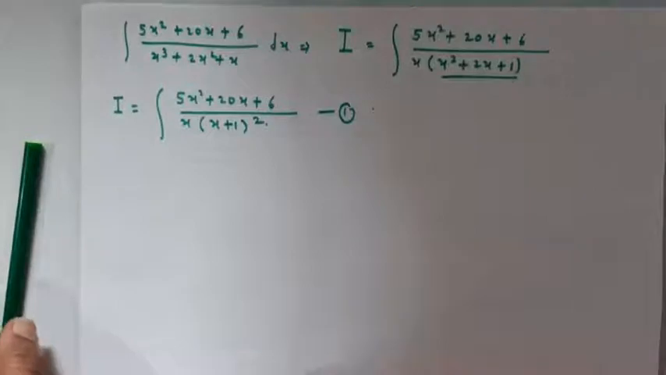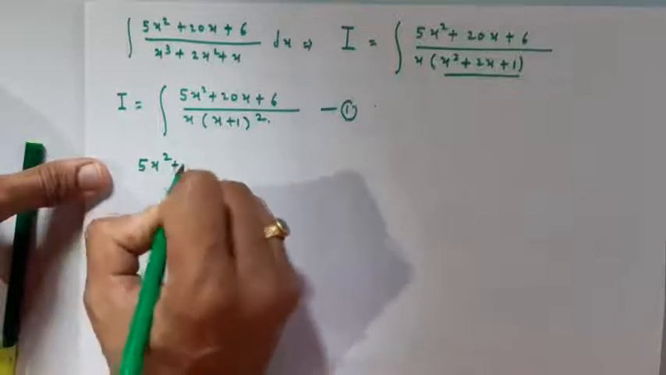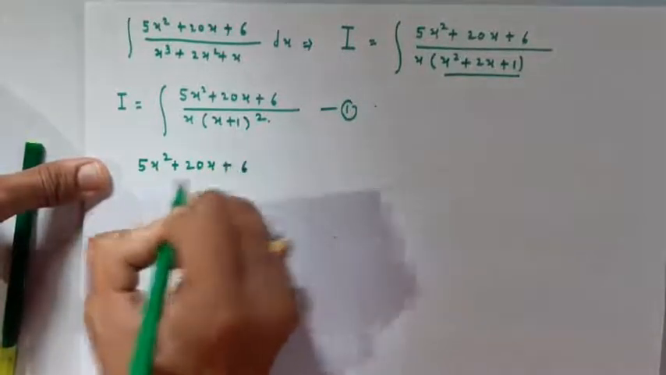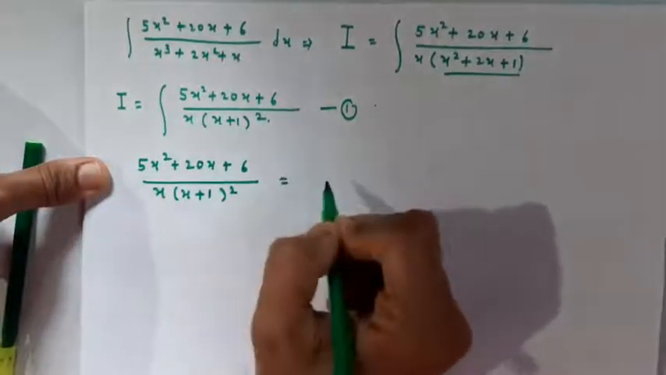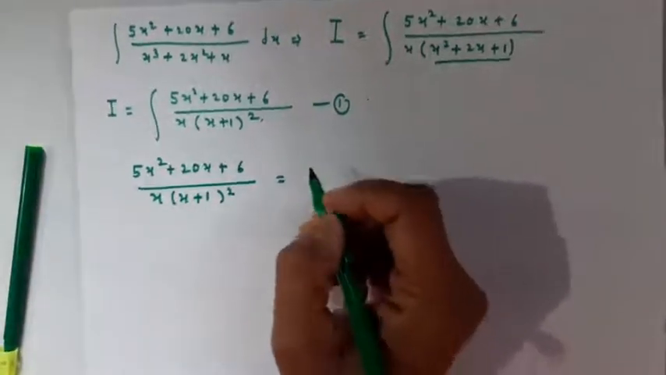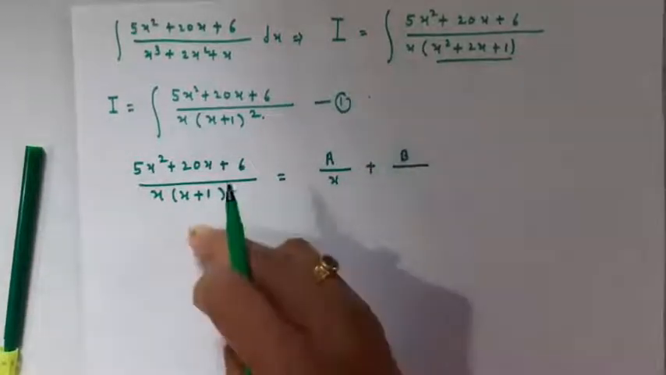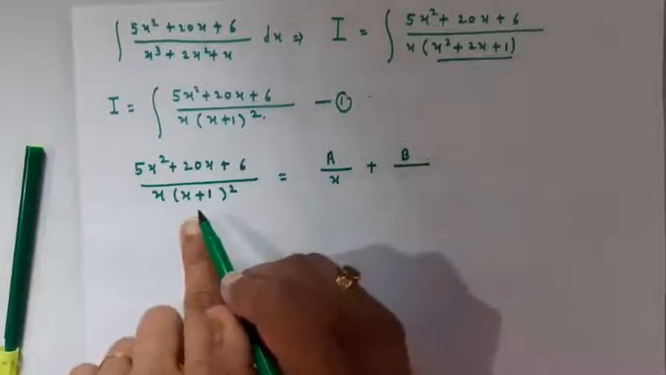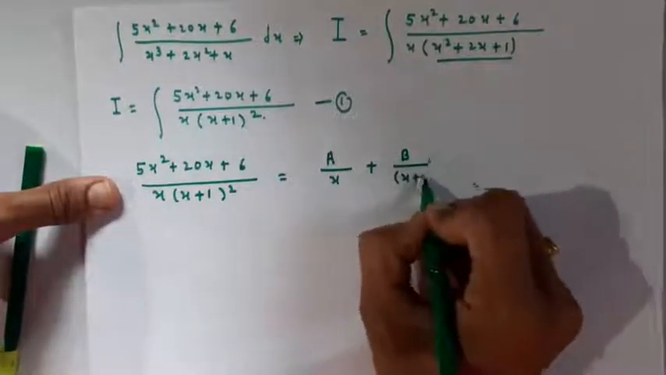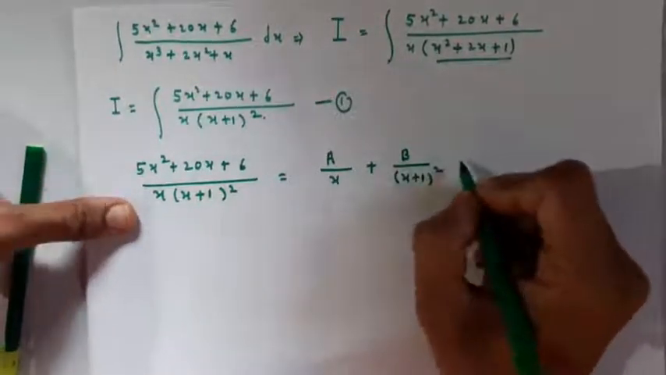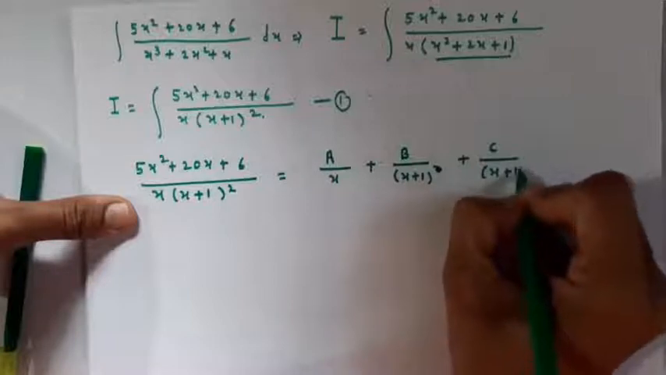Now consider this 5x square plus 20x plus 6 upon x into x plus 1 whole square, and by using partial fractions we can write it in the form of a upon x plus b upon x plus 1, since this is the type of repeated factors, that is, x plus 1 is a repeated factor in the fraction, plus c upon x plus 1 whole square.